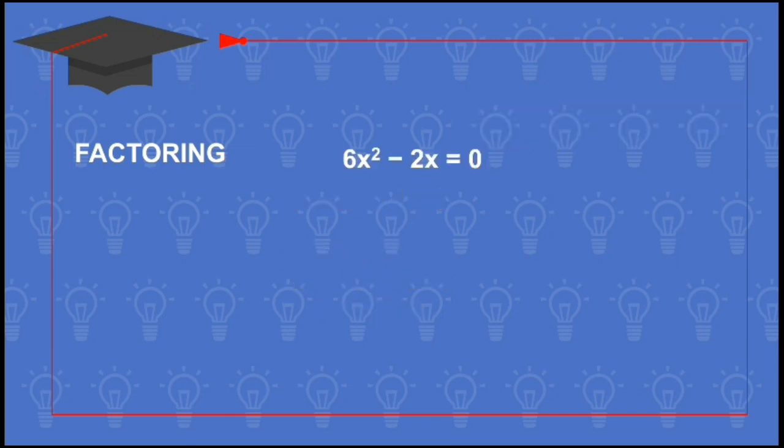Another example, we will find the factors of 6x squared minus 2x equals 0. We can see that 6 and 2 have a common factor of 2. So we put 2 outside the parenthesis. And then we can see that x squared and x have a common factor of x. So we put 2x outside the parenthesis. And then we can see the result is 2x and 3x minus 1. One of the big benefits of factoring is that we can find the roots of the quadratic equation.